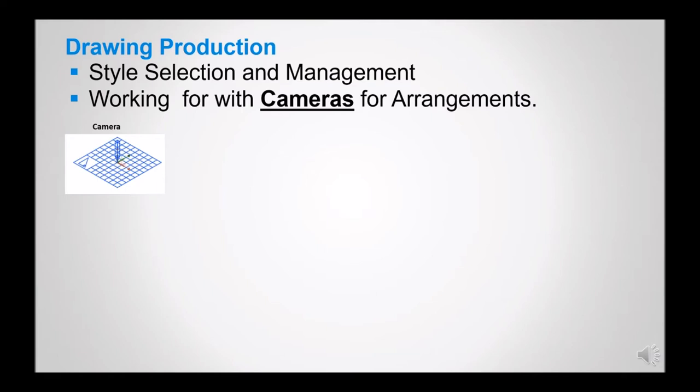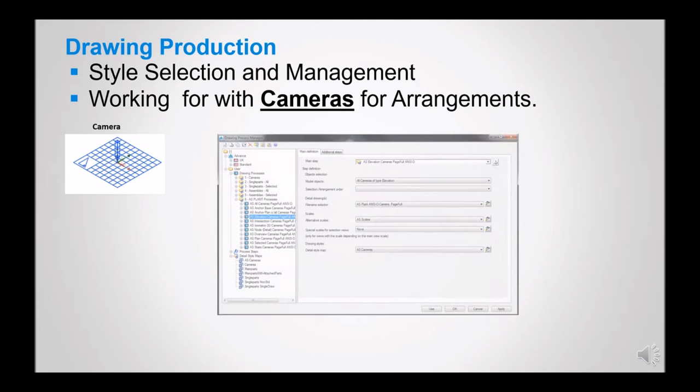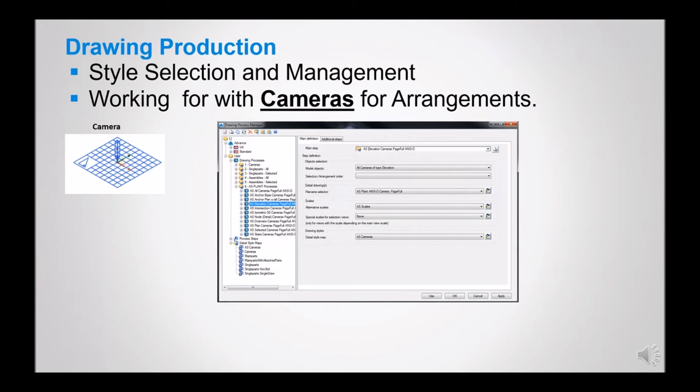thing, is that I would create a camera in the model, and as I described earlier on, I could create my camera from my model views. And then with the camera in place, the camera can be set to go and work automatically with a standard style that might be appropriate for the camera type. This is linked via what's called a style map inside Advanced Steel.